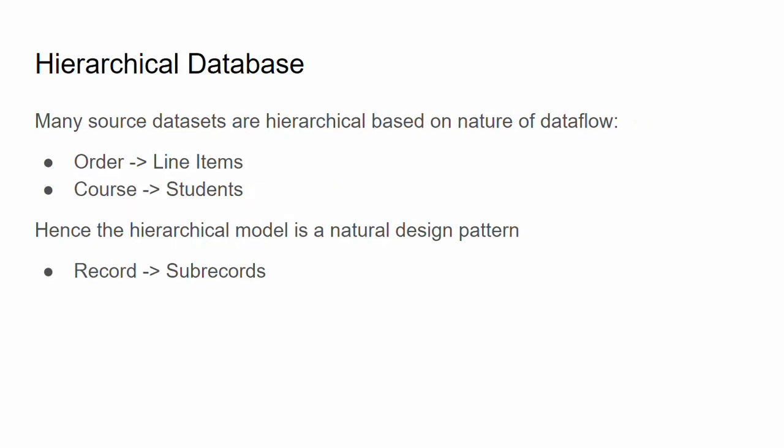Many source data are hierarchical based on the nature of the data flow. For example, in e-commerce, when you make an order, very likely you have multiple items in the order. Like if you make a purchase of toys, maybe one toy for a boy, one toy for a girl, and a book for yourself. This is a hierarchical structure: one order, and each order has multiple line items. Sometimes it's one line item, but many more times you have more than one line item. This is a hierarchical nature model.